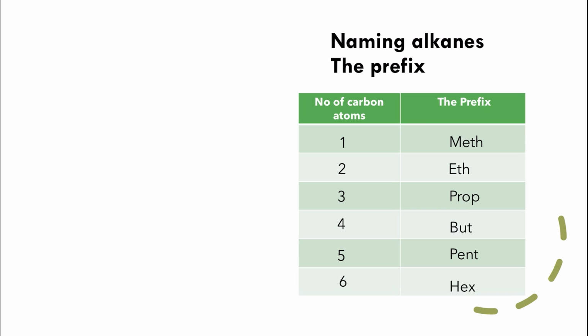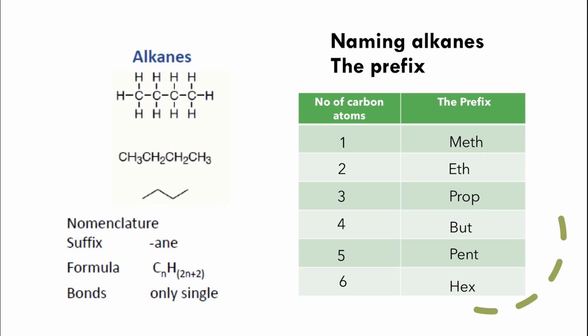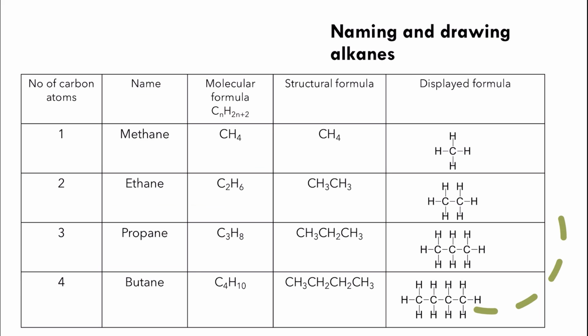The prefix refers to the number of carbon atoms, and then the suffix is going to be -ane. So these are the first four members of the alkane homologous series: methane, ethane, propane, and butane. The molecular formula is CnH2n+2, so you can simply find the molecular formula for each of these members.